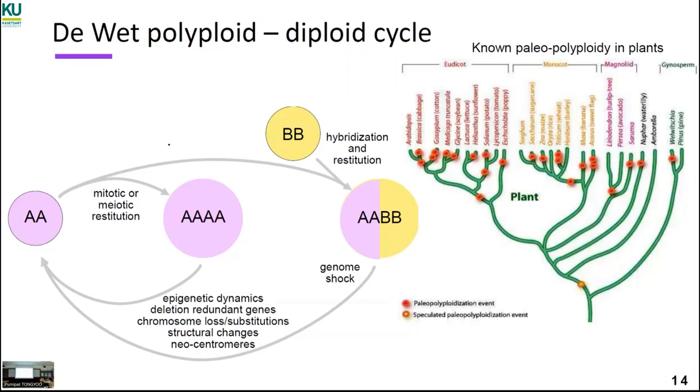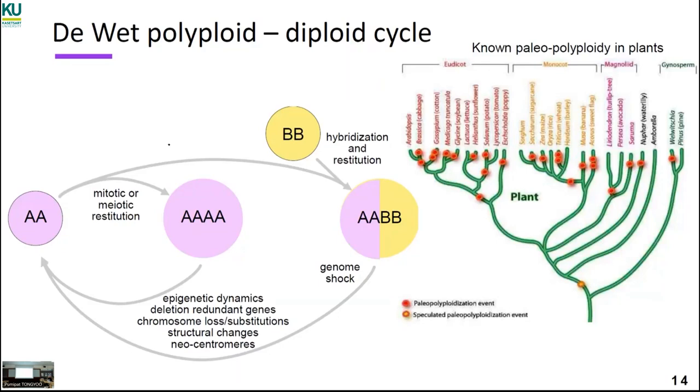There's a nice, old paper from Professor de Wet, on what he called a polyploid diploid cycle. And what it means, very much in general, is that when you start with a diploid, mitotic or meiotic restitution will give rise to an autopolyploid, an autotetraploid in this case, or you can have a hybridization with a related genome, with a related subspecies or species, and you end up with an allopolyploid like in this case, AABB.